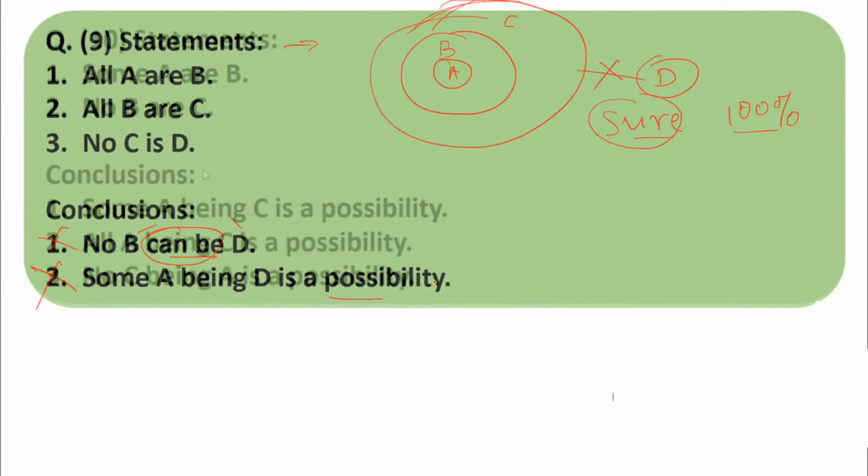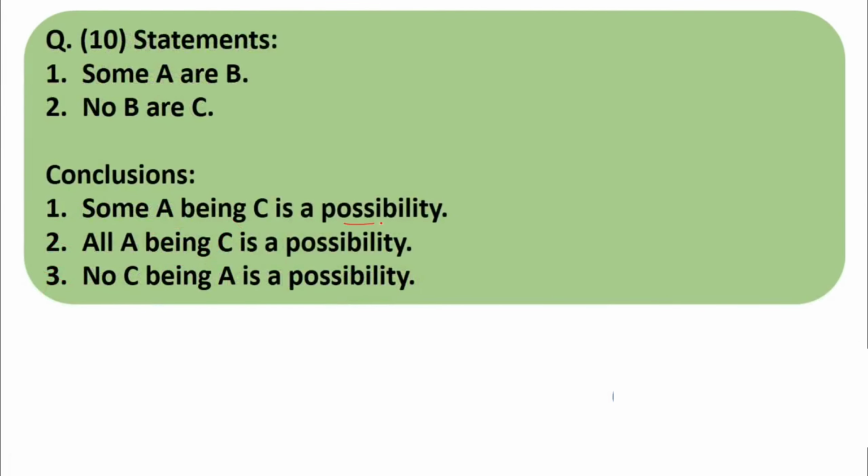Moving to the next question. Again over here, words like possibility, possibility, possibility. So we have to use a Venn diagram. Let's start. Statements are: some A are B. A, B. Okay. No B are C. C over here, away from B. No relation.